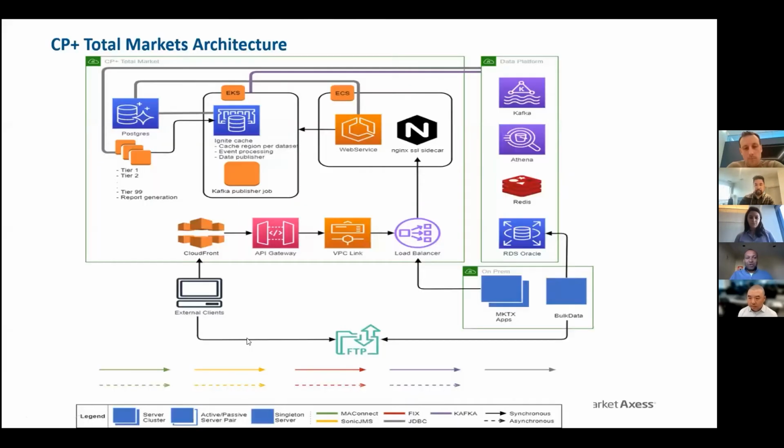This is just a quick view of how Composite Plus total market is today. It's a high level architecture view. It doesn't have all the details on individual components, but we have a cache and compute grid. We have ways to publish results. We have ways to do the calcs that we need to do on top of the predictions that are made.